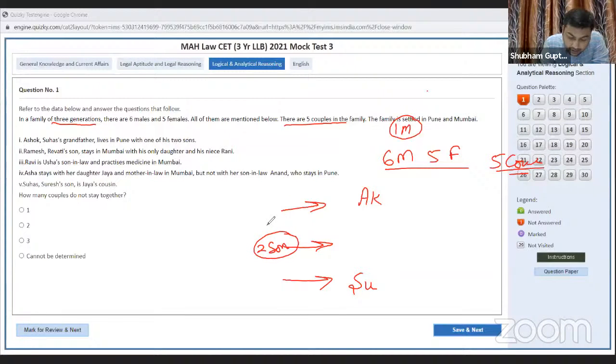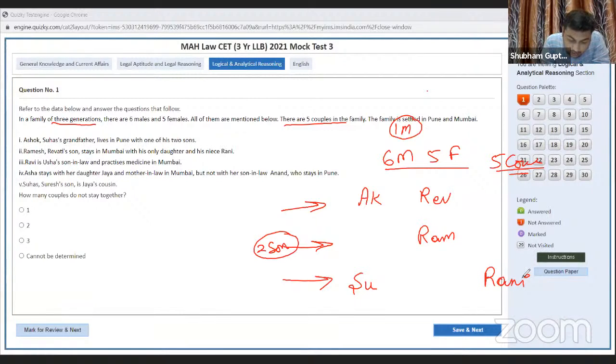Ramesh, Revti's son, stays in Mumbai with his only daughter and his niece, Rani. So if you read this, you see that Ramesh is Revti's son and Ramesh also has a daughter. So Ramesh would be 2nd generation and Revti would be top generation. Correct? And he stays with his only daughter and his niece Rani. So Rani would be the last generation. Now let's look at it.